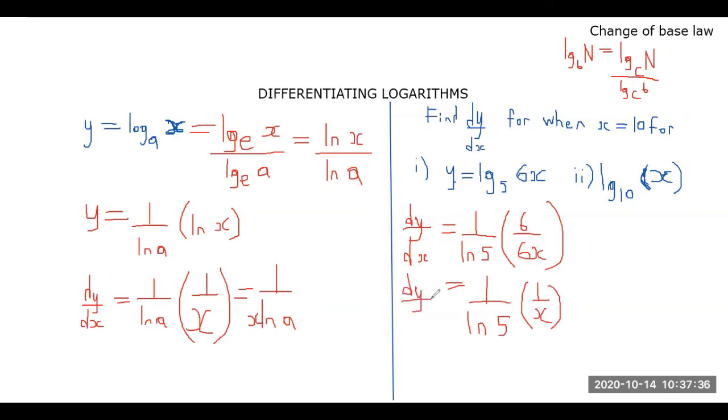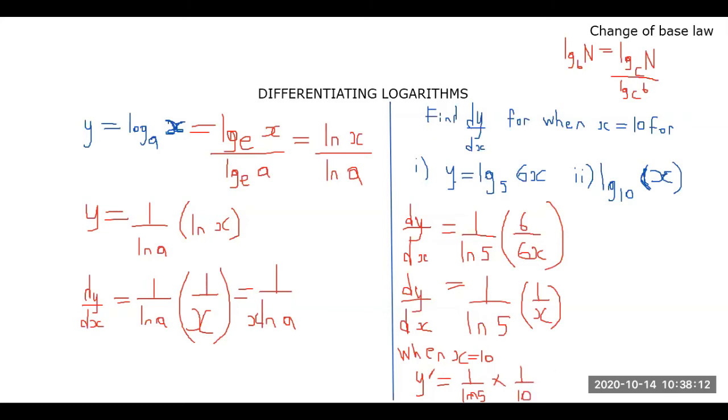And so what you do then is plug in the value x being 10. So we can write when x is 10, dy by dx, you can call it y prime. Y prime is the same as dy by dx. So for space, I'm going to write y prime. Y prime is equal to 1 over 10 times 1 over ln 5. So it's 1 over ln 5 times 1 over 10.